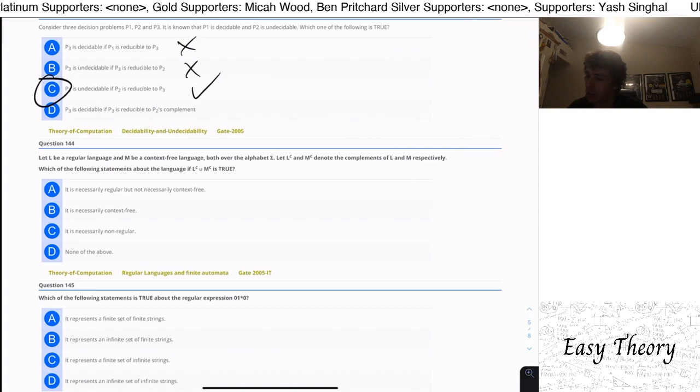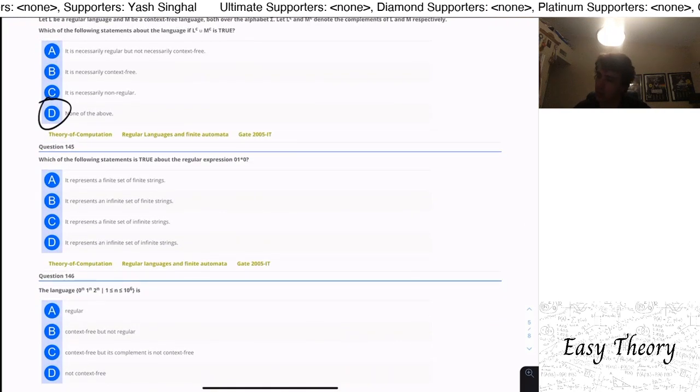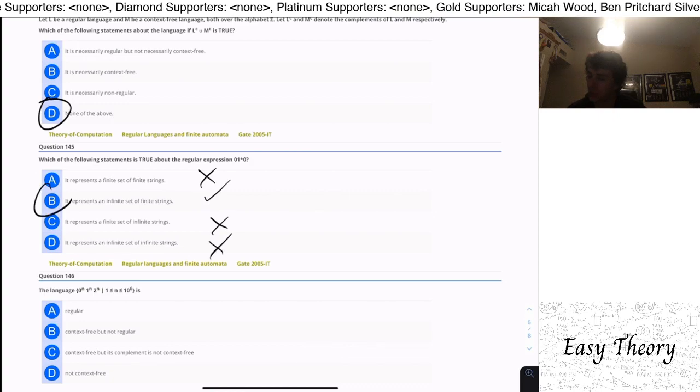Let L be a regular language, M is context-free. Both over the alphabet sigma. Which of the following about the union of their complements is true? It's not regular or context-free necessarily. So it should be none. Yep. Which is true about the regular expression? Finite set, nope. Infinite set, yes. Of finite strings. There's no such thing as an infinite string to start with, so B is the answer there.